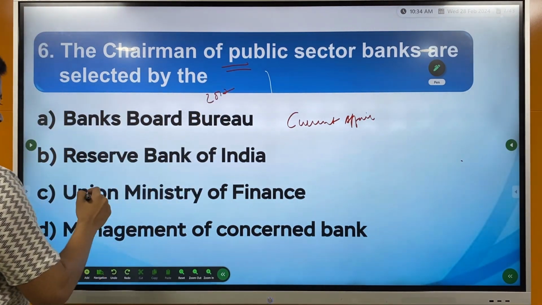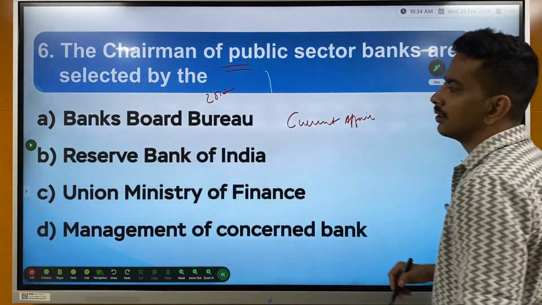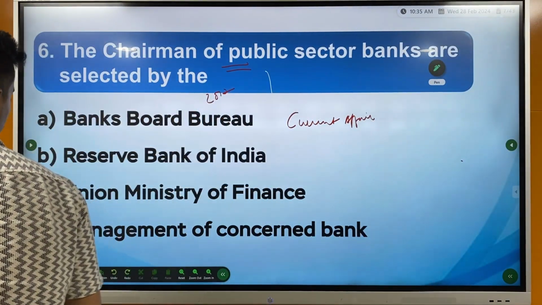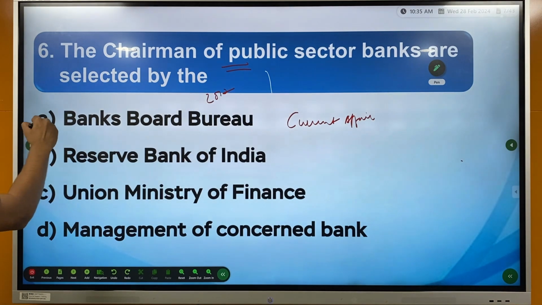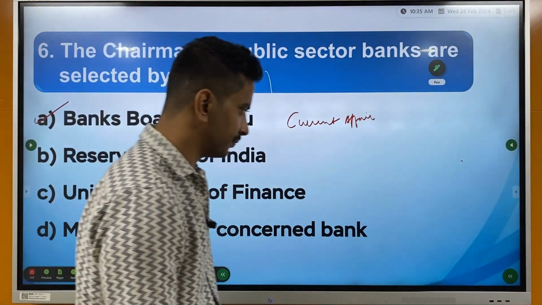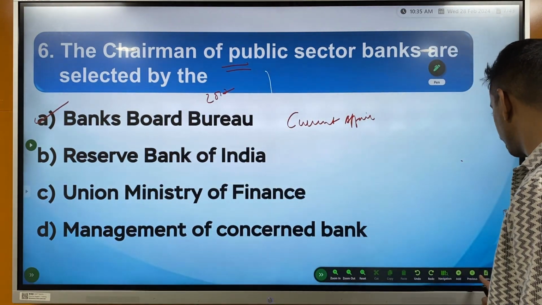The options were Bank Board Bureau, Reserve Bank of India, Union Ministry of Finance, and Management of the Concerned Bank. So the answer here was the Bank Board Bureau. Let's go on to the next question.